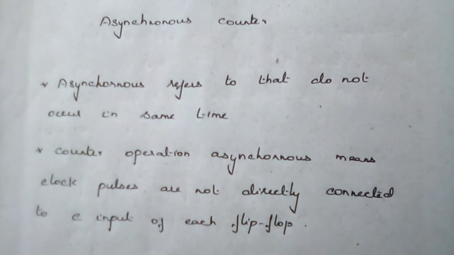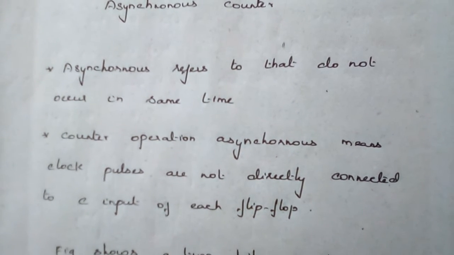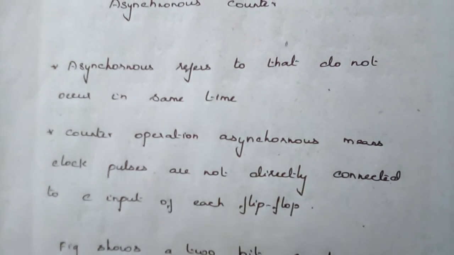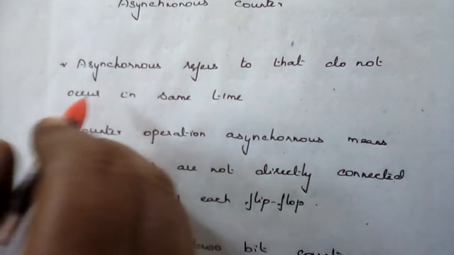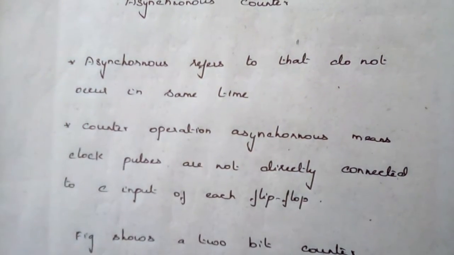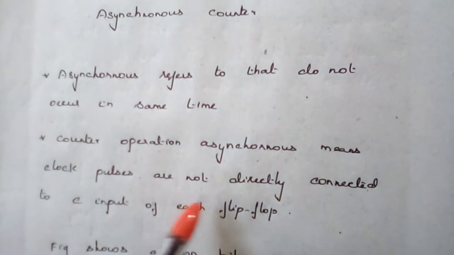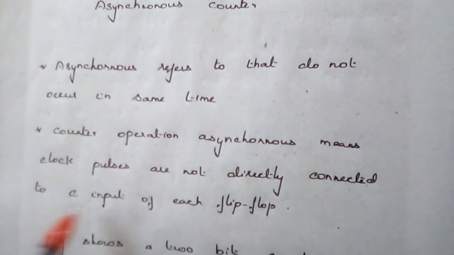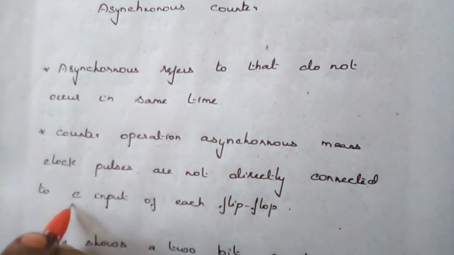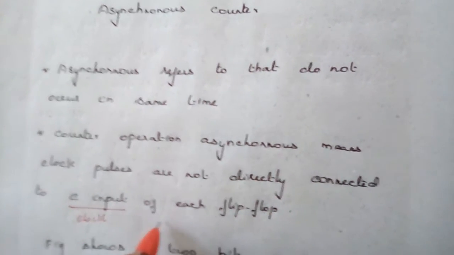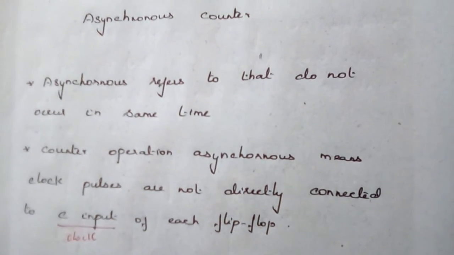A counter referred to as asynchronous is one in which the switching does not occur at the same time. That means the switching does not take place at the same time. In asynchronous counter operation, the clock pulses are not directly connected to the clock input of each flip-flop used for counting, right?